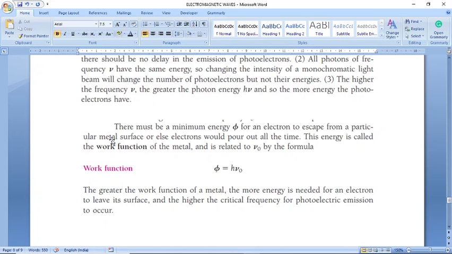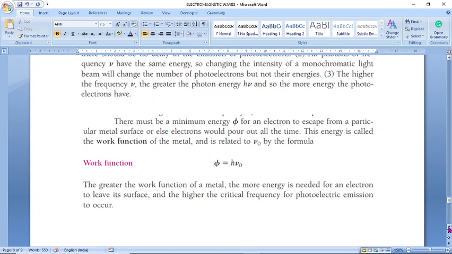This energy is called the work function of the metal and is related to nu zero by the formula phi equal to h nu zero. So this is the minimum energy required to emit an electron from the surface of the metal using the photons. The greater the work function of a metal, the more energy is needed for an electron to leave its surface, and the higher the critical frequency for photoelectric emission to occur.